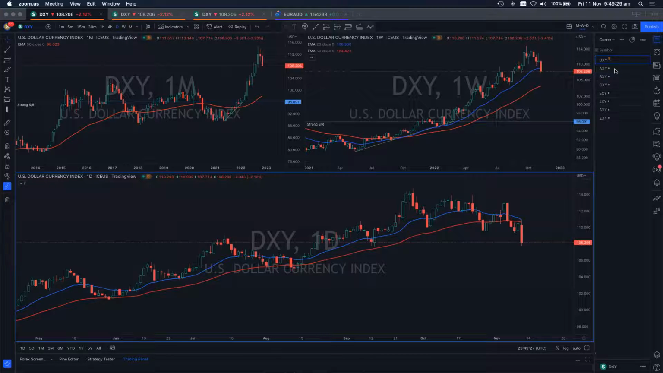If we quickly flick through some of the other ones, first there's AXY for the Australian dollar, BXY for the British pound, CXY for the Canadian dollar, EXY for the euro, JXY for the Japanese yen, SXY for the Swiss franc, and ZXY for New Zealand. So quite easy to remember. Just remember this formation of it rolling over and a very bearish day yesterday. I'm looking at the daily. The hourly does work, but it's not really that useful.